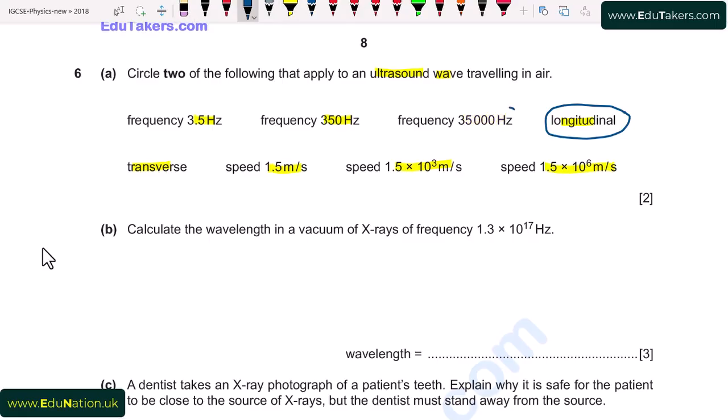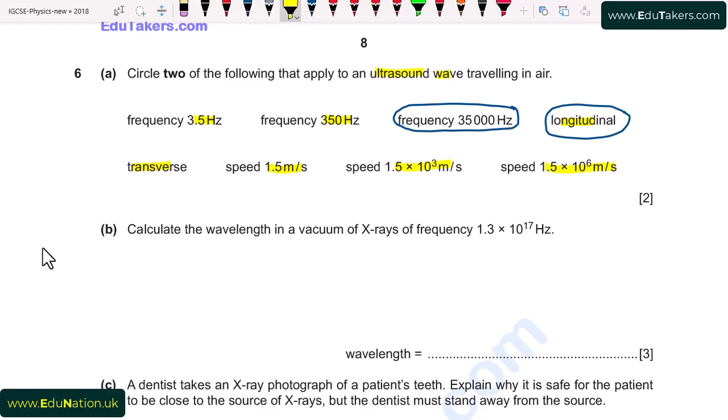I will draw a circle around 35,000 Hz because 35, 350 and 3.5 Hz frequency is very small. So ultrasound wave has frequency 35,000 Hz.